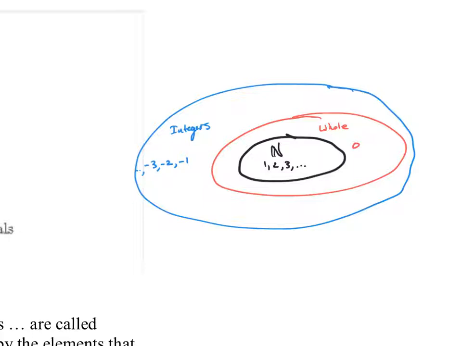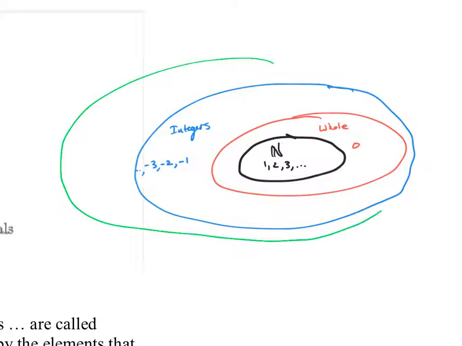What's the next set called? Well, the next set is called rational numbers. What is a rational number? A rational number is any number that can be represented as a fraction. So I'm just going to write fractions. I'm going to give you some examples of rational numbers.